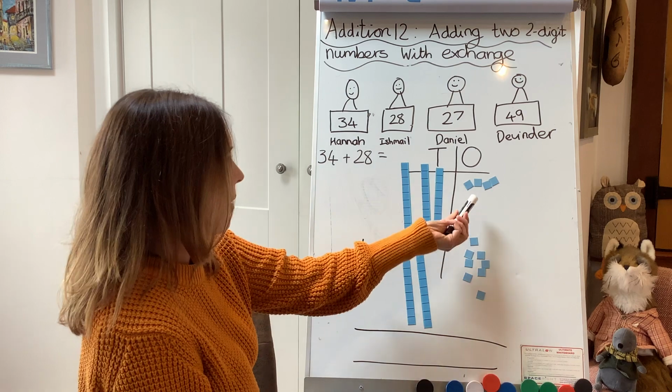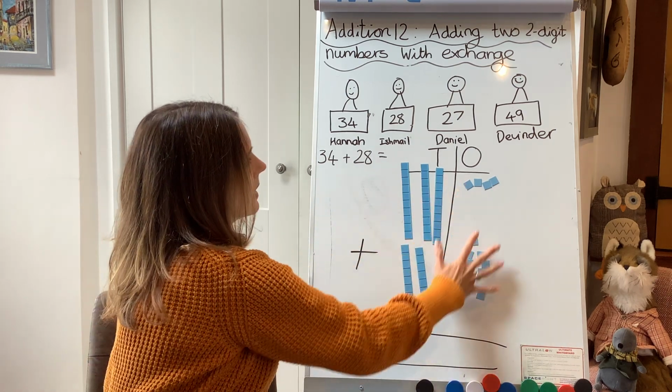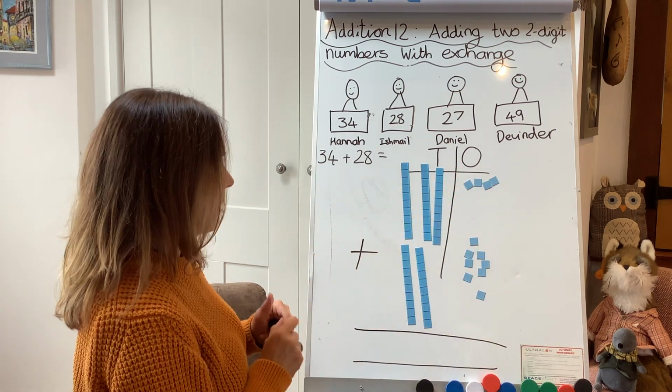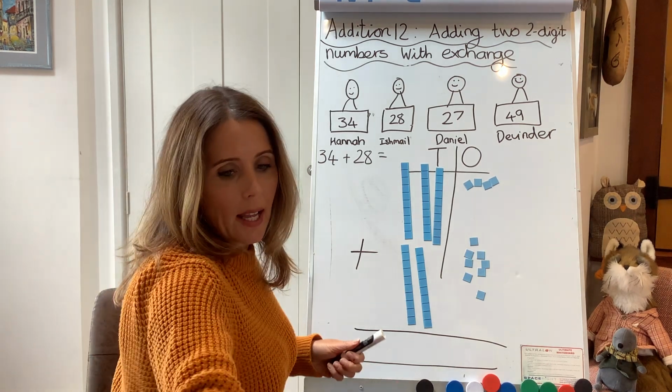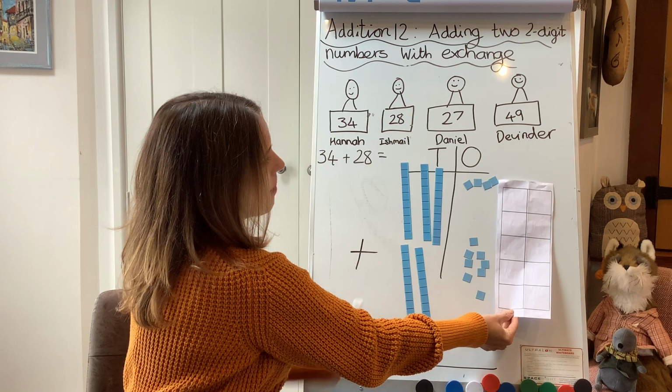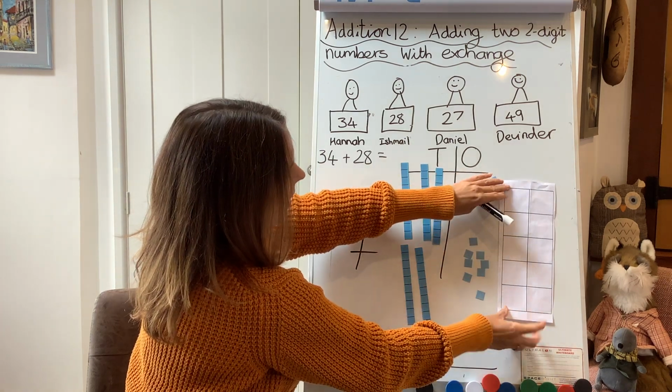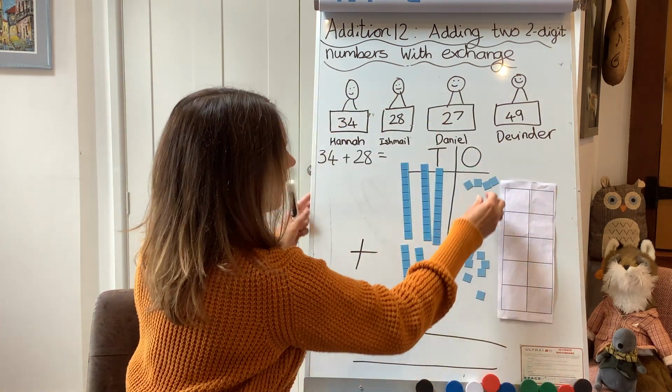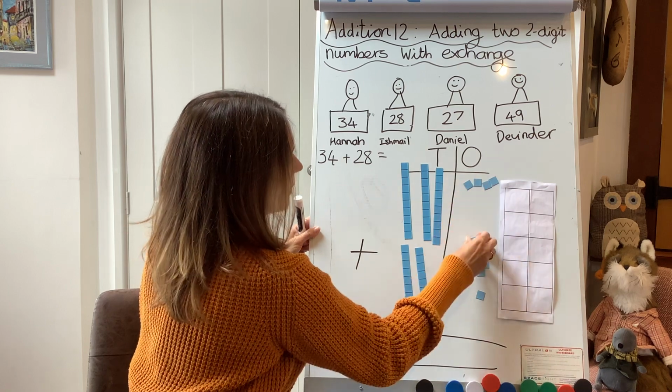So I'm going to start with the 1s. So I've got 8 and 4. Now I know that's going to make more than 10. So again, you can use the 10s frame to do that. Make up the numbers on the 10s frame. So we could do that by saying, okay, we've got 4, or we could start with 8.